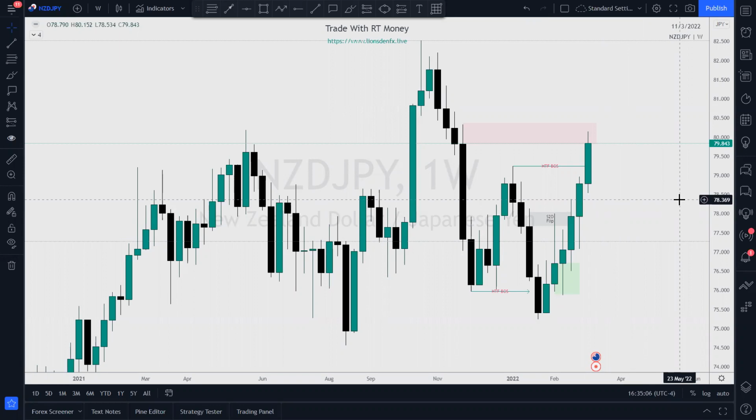Listen, we're going to break down New Zealand dollar yen, NZDJPY. We're going to do some top-down analysis, and we're going to look at a possible setup.